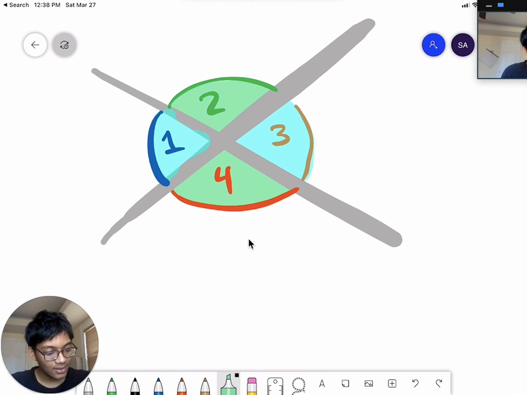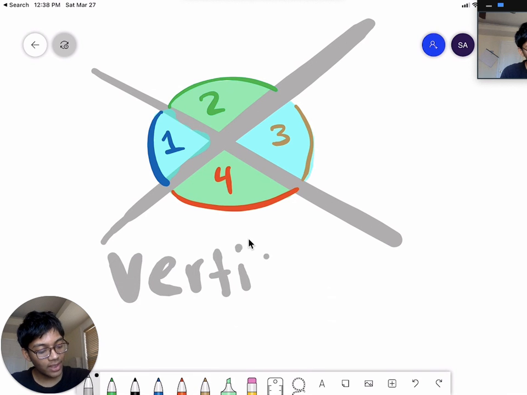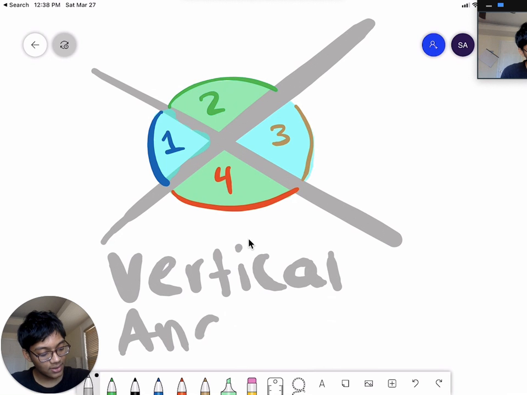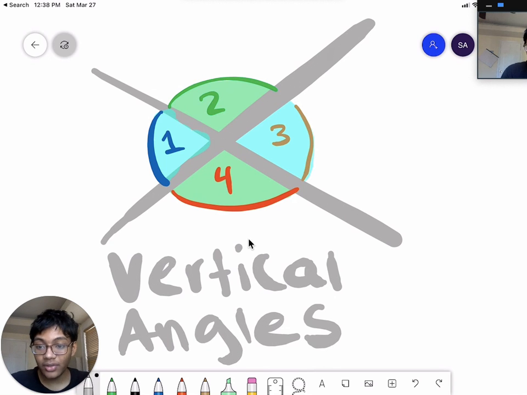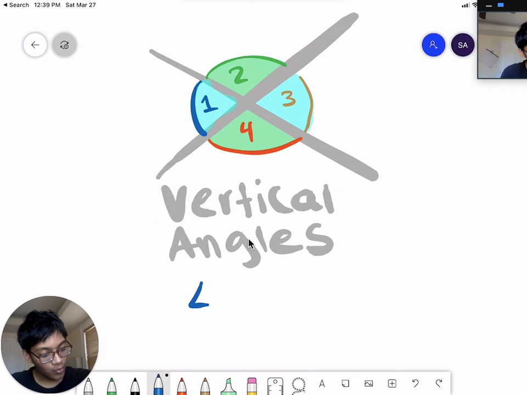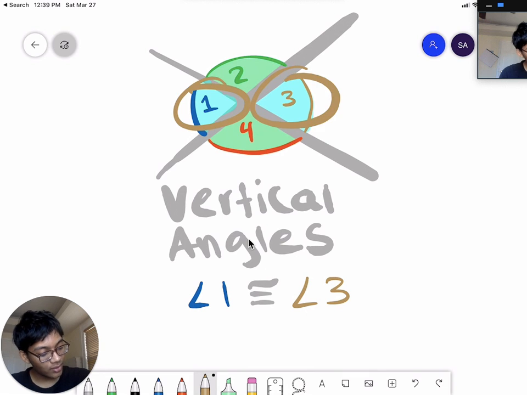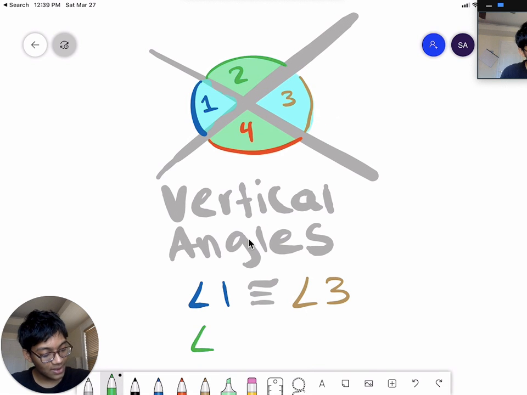Isn't that amazing? And so what's so great about this? These kinds of pairs of angles are so awesome, they have a name. They're called vertical angles. Okay, vertical angles. So remember we learned about congruence? Well, we can actually say that angle 1 is congruent to angle 3. These angles are both congruent. In much the same way, we can say angle 2 is congruent to angle 4.